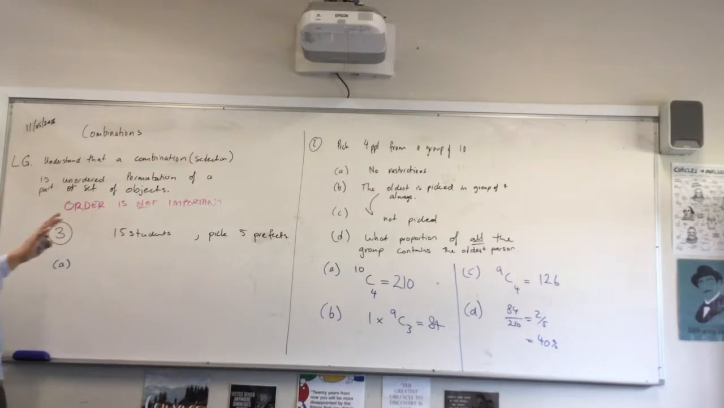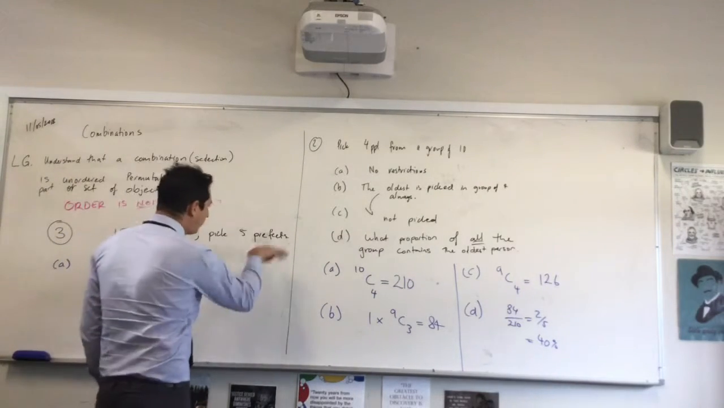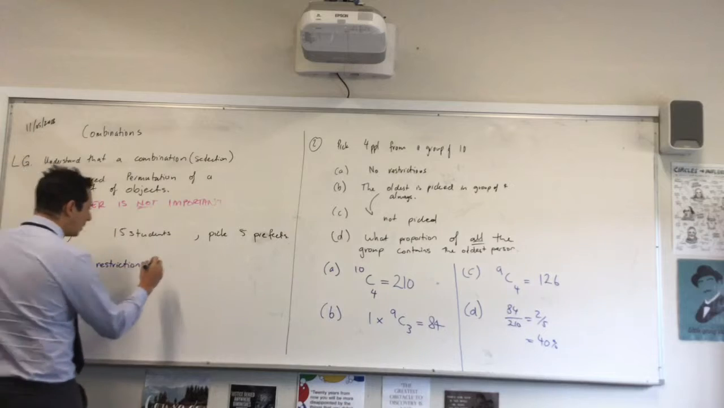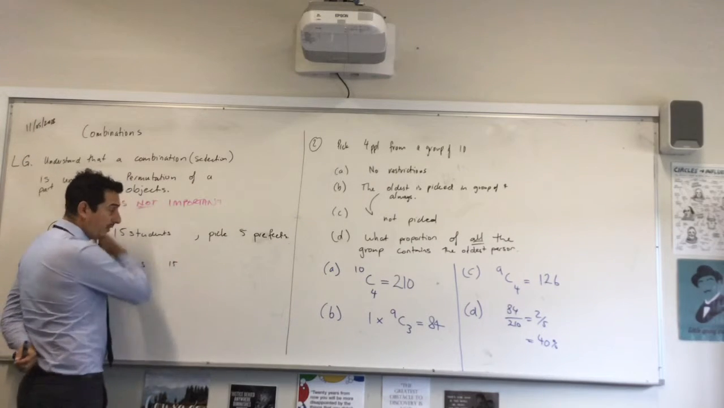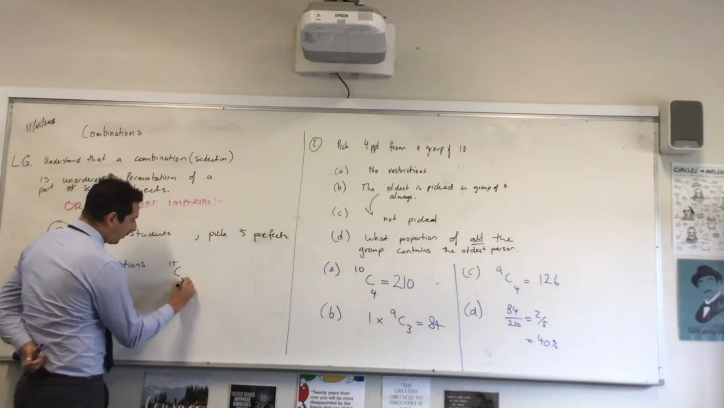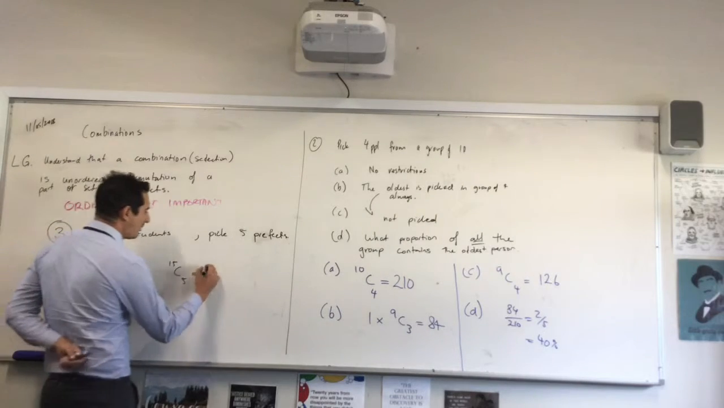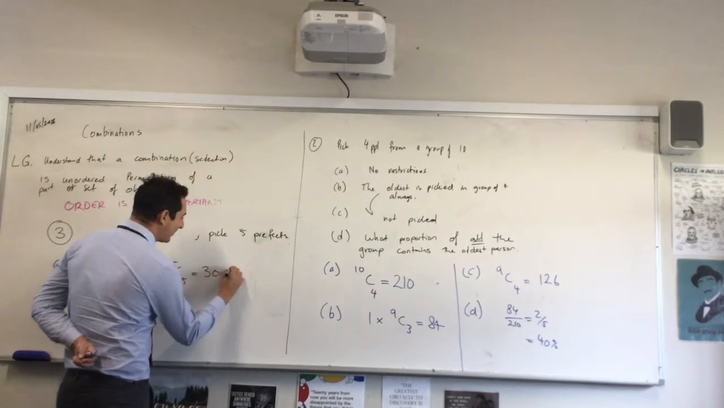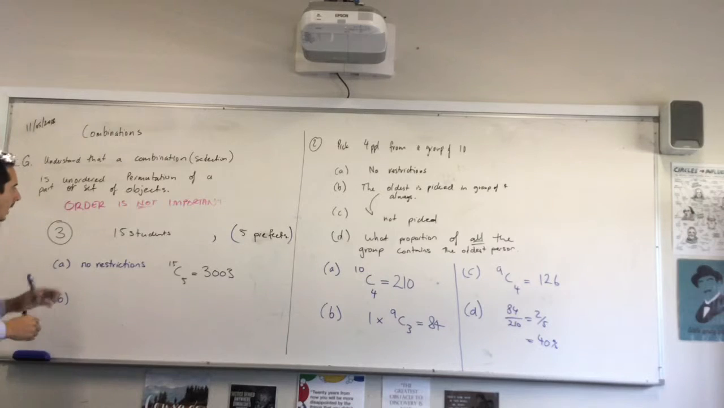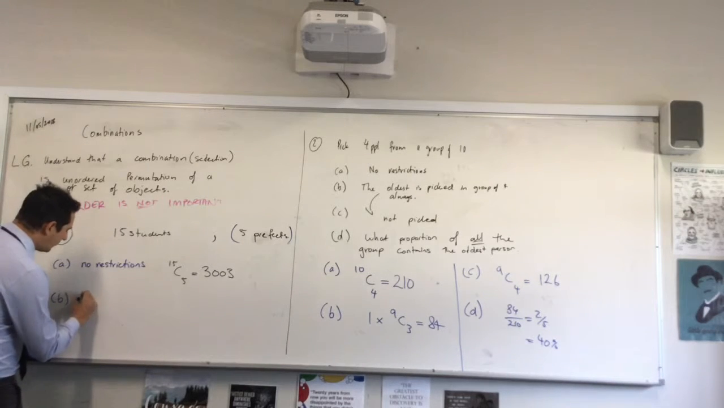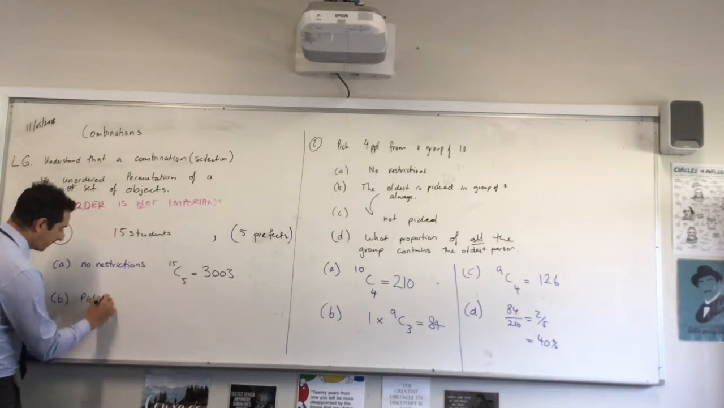Let's say there's no restrictions. So just like this one, we'll just figure out how many combinations. No restrictions, it's going to be 15 because there's a pool of 15 people. Choose 5, and what do we get? 3,003 for that.